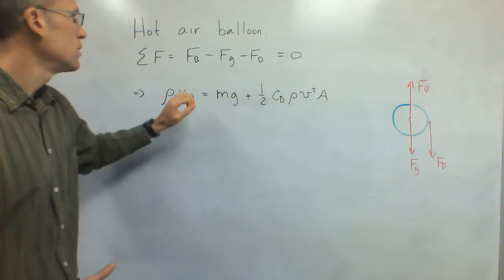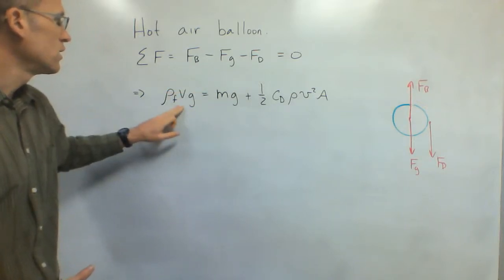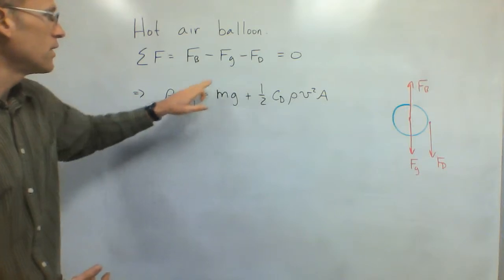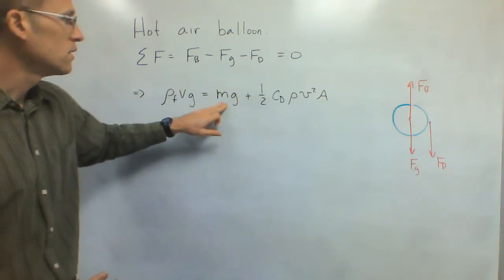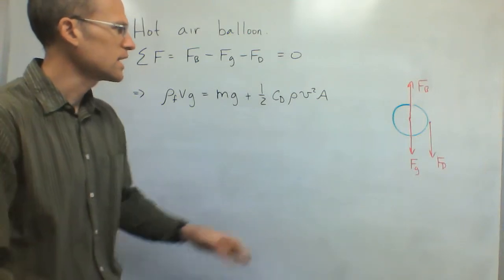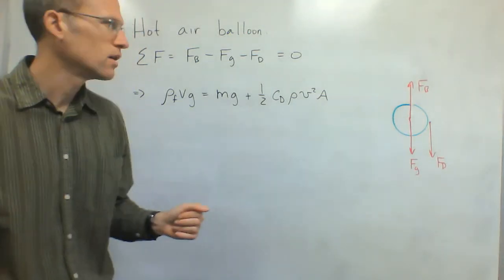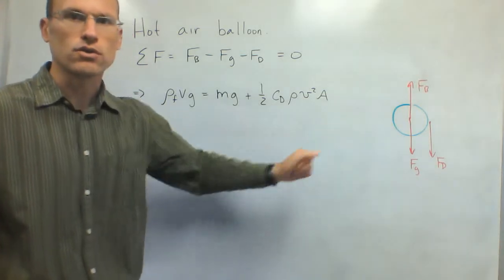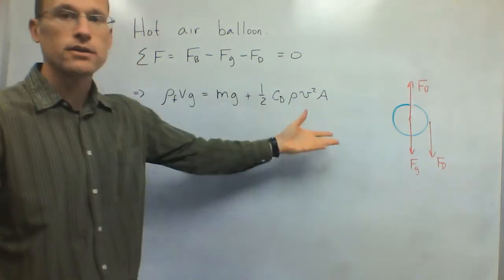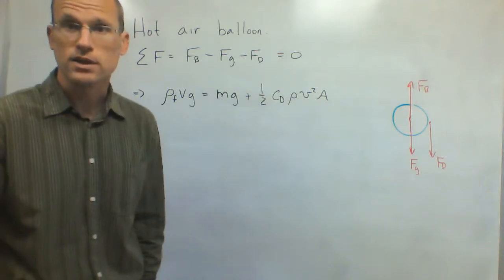So buoyant force, remember this, density of the fluid, volume times gravity, and then these guys, gravity, weight, and drag force, 1/2 CD rho v squared A. Again, your area is whatever area I'm dealing with, cross-sectional area for the sphere or whatever other object I have. CD values, A values can be found in the previous lesson.